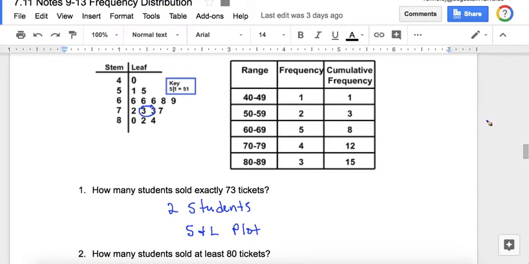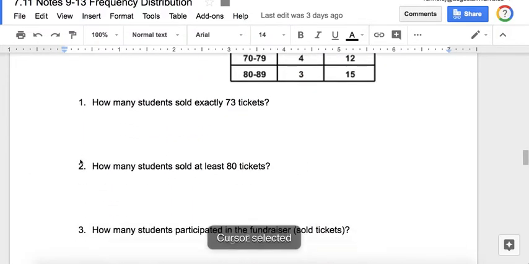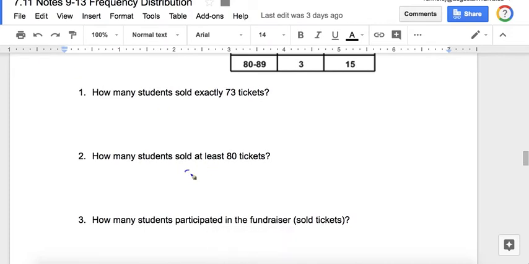It says, how many students sold at least 80 tickets? So I look at this one, and I can tell 3 sold 80 or more. At least means that number or more. And I can also tell by looking at this. 80 to 89, I can tell that 3 students sold at least 80 or more. So this one, I can write 3 students, and I use both graphs. So 3 students, and I use both graphs.